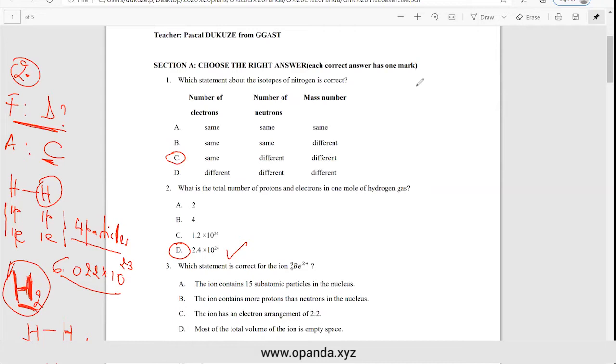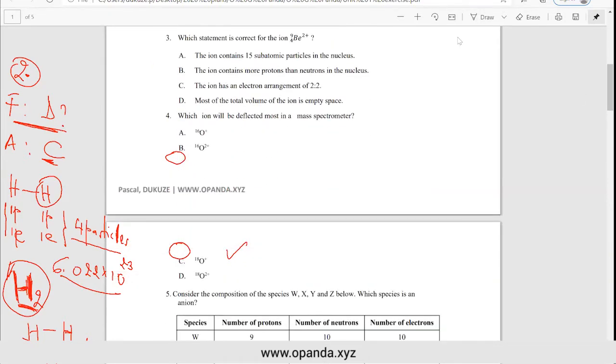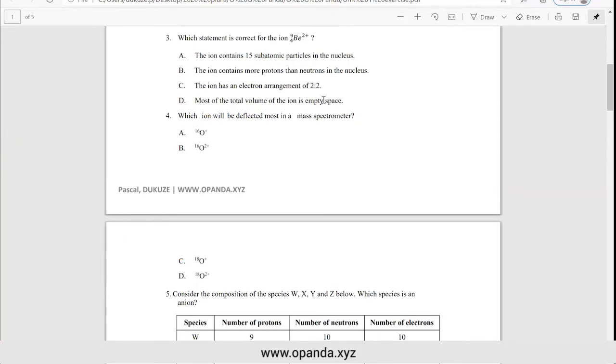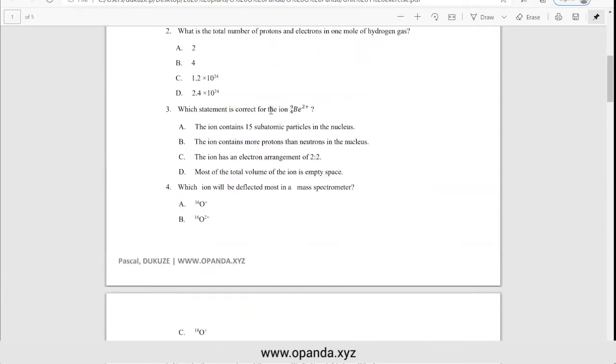Good. So we have the third question. Which statement is correct for the ion beryllium-9, 4, with a 2 plus charge? You know the meaning of this 2 plus? So let me give you time. You read the question and then you suggest the right option.